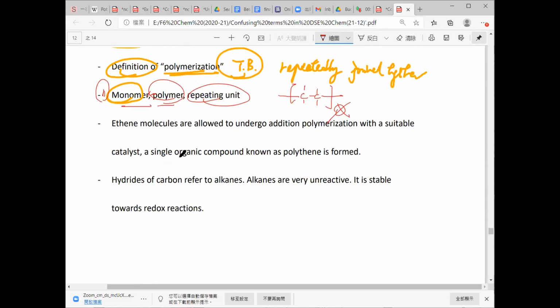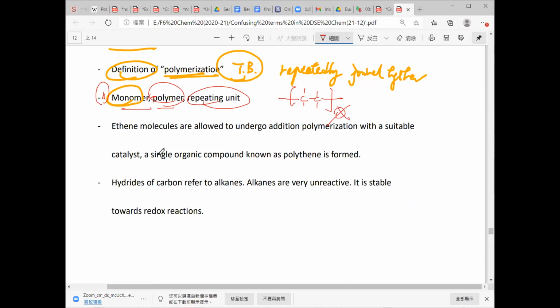Now, final two questions. The first one, ethene molecules are allowed to undergo addition polymerization to work with a suitable catalyst. A single organic compound known as polyethene is formed.